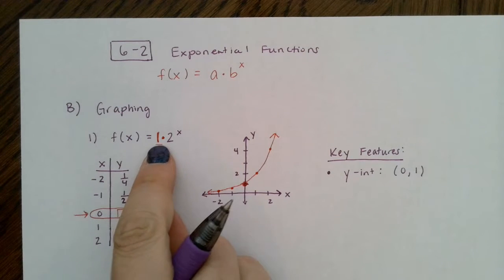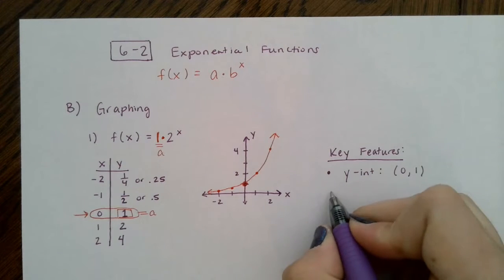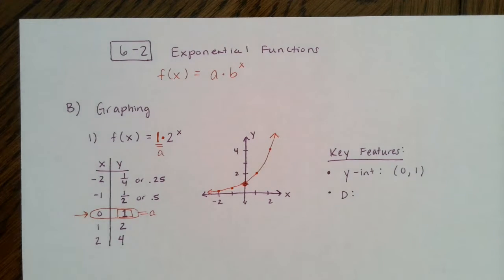The next thing was the domain. How far to the left and how far to the right are we allowed to go? It appears like we're able to go to the left forever and to the right forever. So we could say all real numbers.